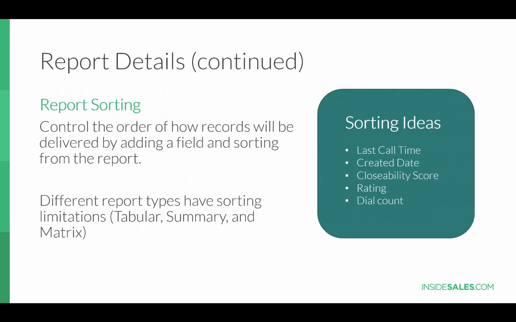One of the great advantages of the seek list from a report option is that you can control the order of how records are delivered by adding a field to sort from. For example, the last call time or created date. Be aware that different report types have sorting limitations. This too is listed in the detailed guide.